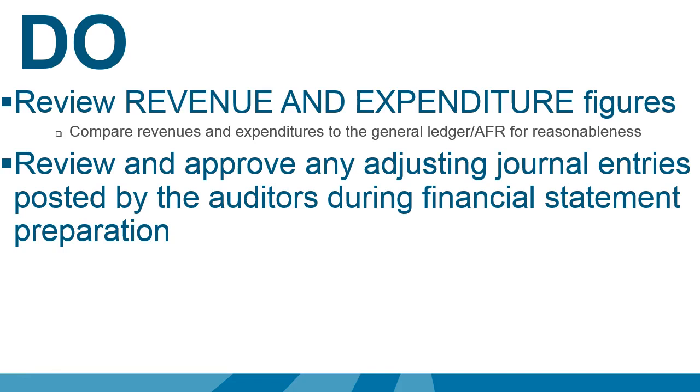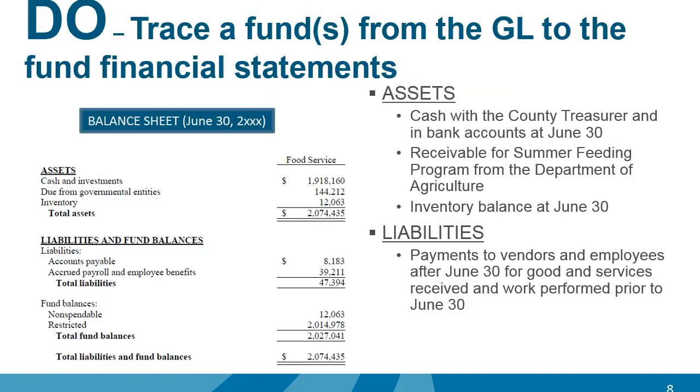Be mindful that revenues on the financial statements will be collapsed by source, for example, property taxes, state revenue, federal revenue, and expenditures will be reported by governmental function, for example, instruction, support services, with capital outlay and debt service expenditures broken out separately.